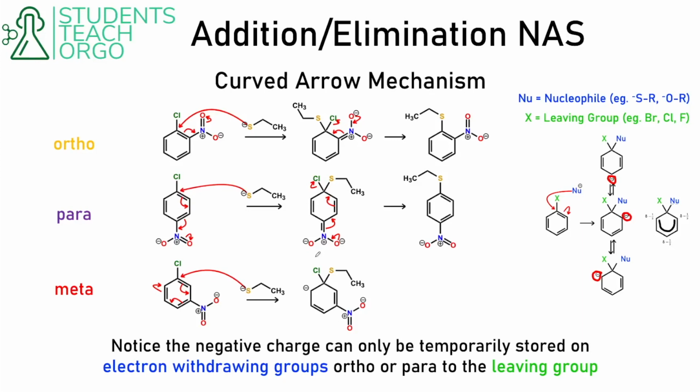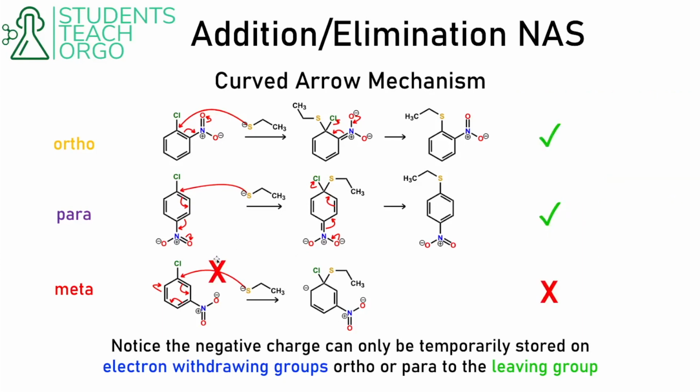That's cool. However, when there's a meta relationship, you'll notice that we can't draw arrows in a way that will put that negative charge on that oxygen group. So that is not going to happen, or at least it's not going to happen very quickly. So we need an ortho or para relationship between the electron withdrawing group and the leaving group in order for the addition-elimination mechanism to work.